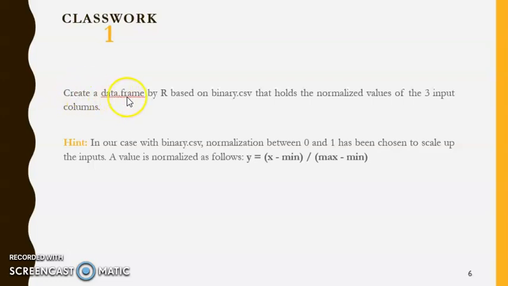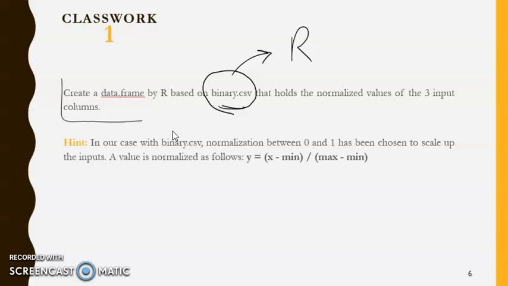So here it asks us to create a data frame by R based on binary.csv. What is binary.csv? It is the file that you downloaded, and I just read it into R. When it says create a data frame by R based on this, when you read this binary.csv into R, you already have a data frame. So anything you do on that data frame is going to be a data frame. I just interpret this part for you, that it is not a big deal. You just import this binary.csv into R and do some manipulation on that, and you already have a data frame.